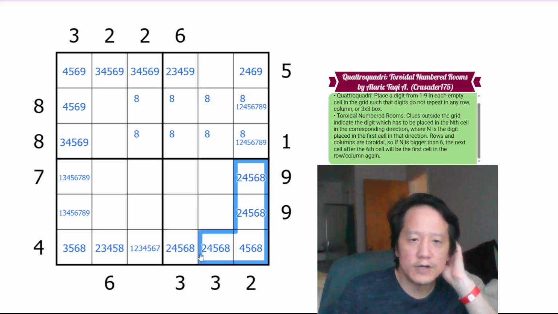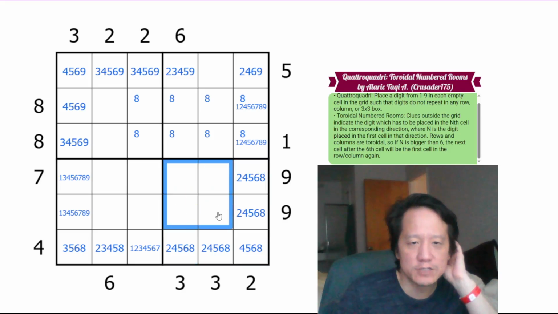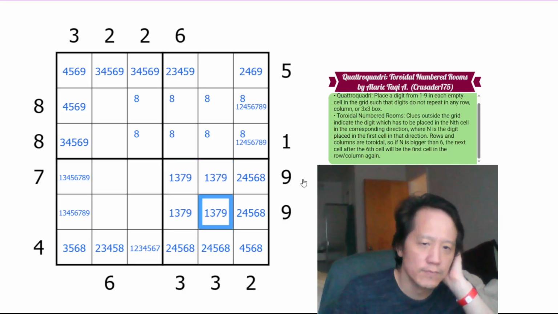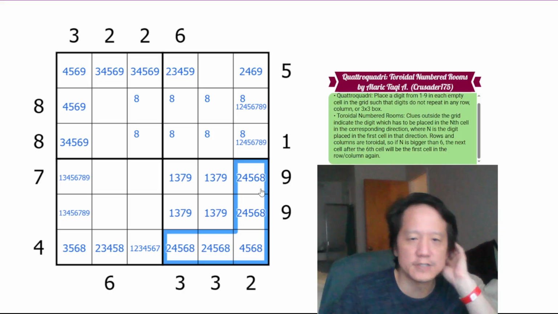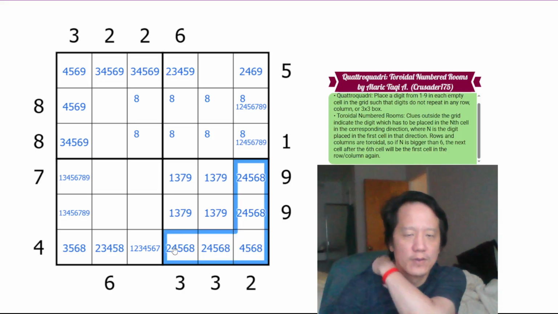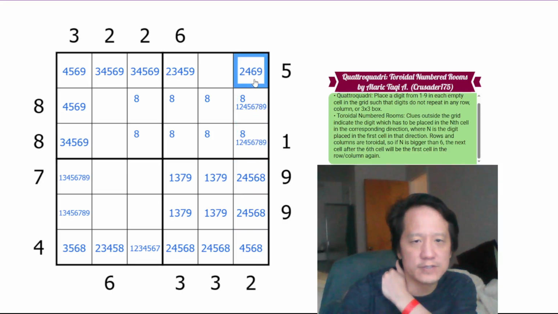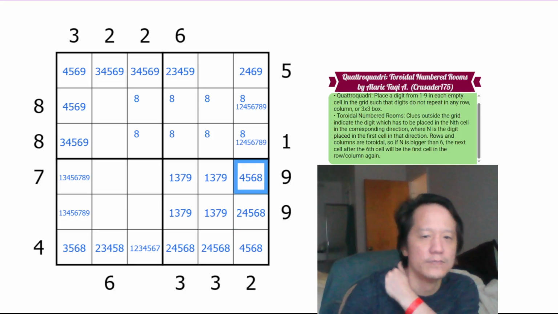We have a 2, 4, 5, 6, 8 quintuplet in this lower right-hand box. So the rest of the digits must be 1, 3, 7, and 9. Right? Because we have a 2, 4, 5, 6, 8 quintuplet here. This 2, in this column, could be 4, 5, 6, or 8. So 2 cannot be here.